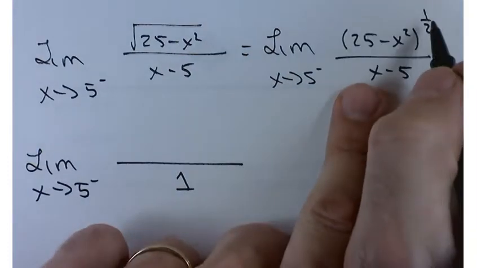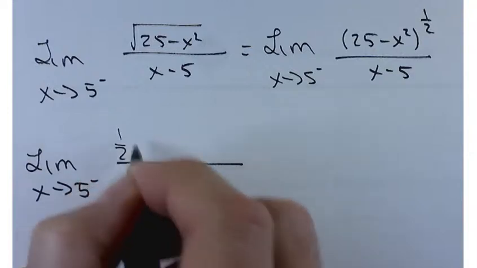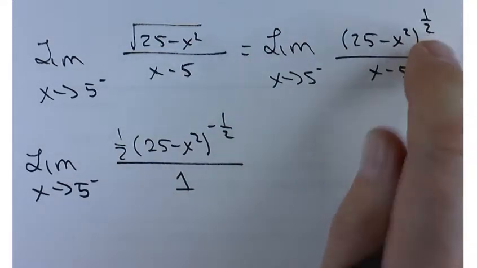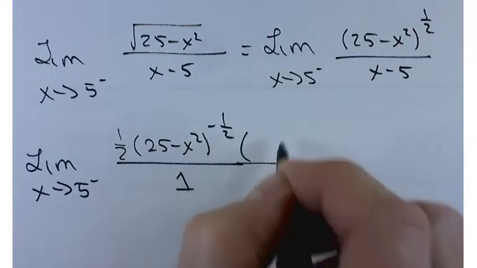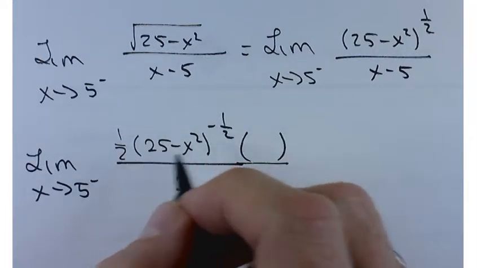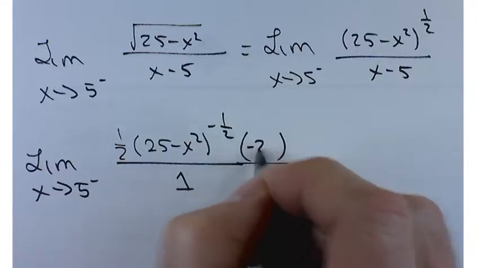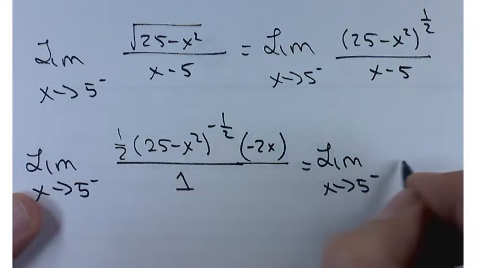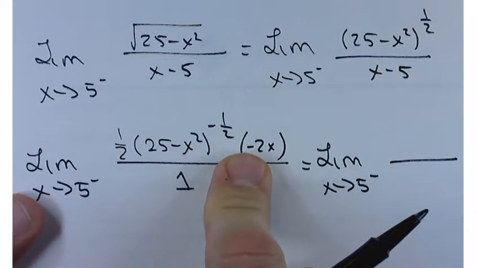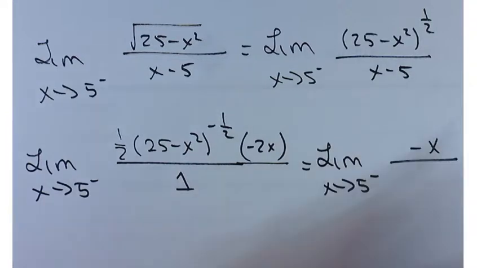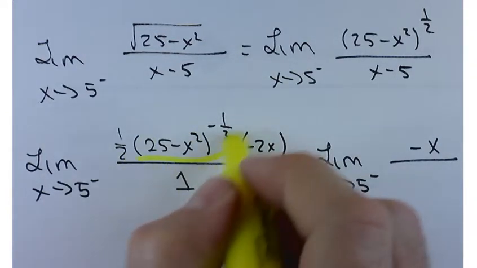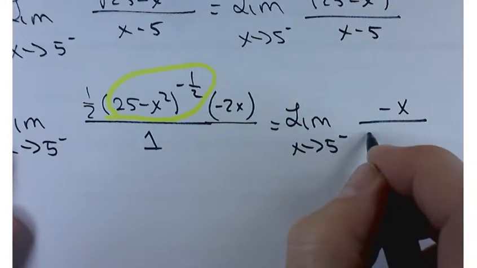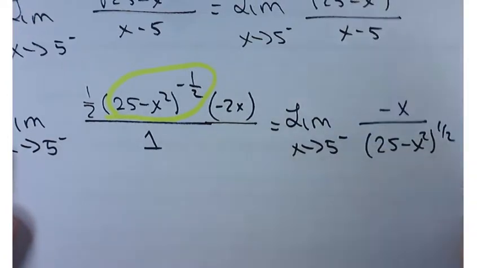All right, so let's multiply by the exponent out front. That's 1/2, 25 minus x squared. Subtract 1 from the exponent, but I'm not done. What else do I have to do? Derivative of the outside times derivative of the inside. What's the derivative of the inside? Negative 2x. So I end up with the limit as x approaches 5 from the left. The 1/2 and the negative 2 are going to cancel. So this is going to leave me with a negative x. This term right here can be put in the denominator. So it's going to be 25 minus x squared to the positive 1/2 power.